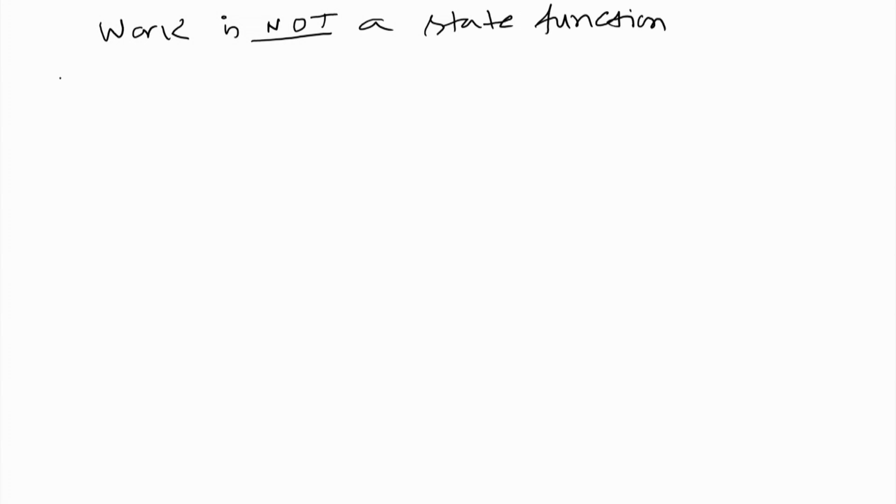Next, we will prove work done is a path function. So, work is a path function, or work is not a state function. We will try to prove it in a very simple manner. We consider only PV work here. Only PV work is involved.